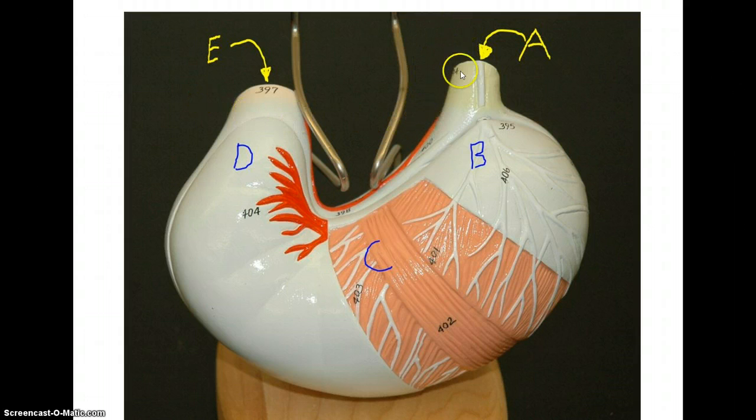Stomach. Esophagus would be here, cardiac sphincter, cardiac region, the body, pyloric region, pyloric sphincter. Cardiac sphincter, cardiac region, body, pyloric region, pyloric sphincter.